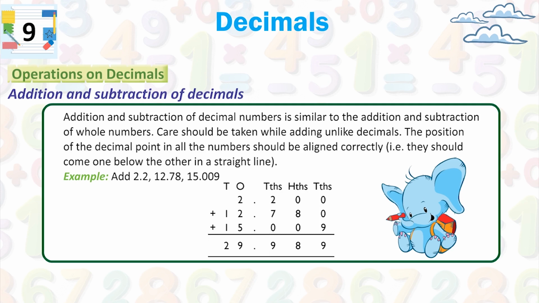Example, add 2.2, 12.78, 15.009. Tens, ones, tenths, hundredths, thousandths. 2.200 plus 12.780 plus 15.009 is equal to 29.989.